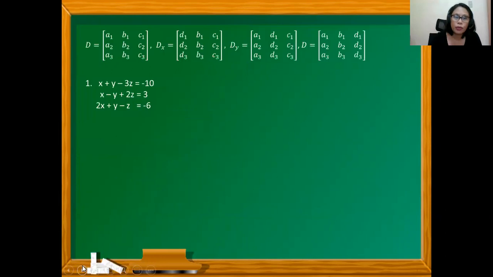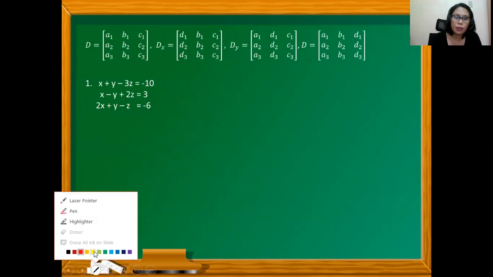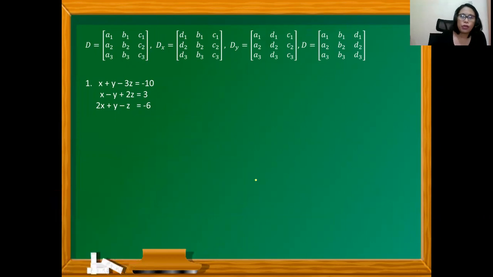So let's work with the first example here. First we need to work on D. And the elements for the 3 by 3 matrix in calculating D here are the coefficients of x, y, and z. So we have 1, 1, 2, and then 1, negative 1, 1, negative 3, 2, and negative 1.